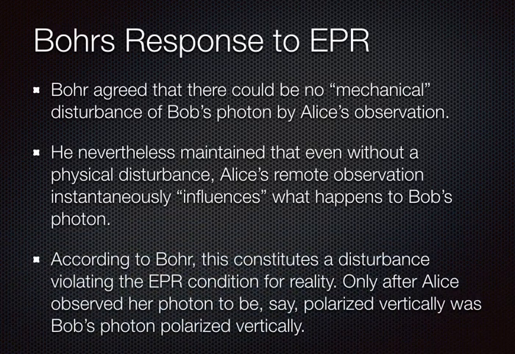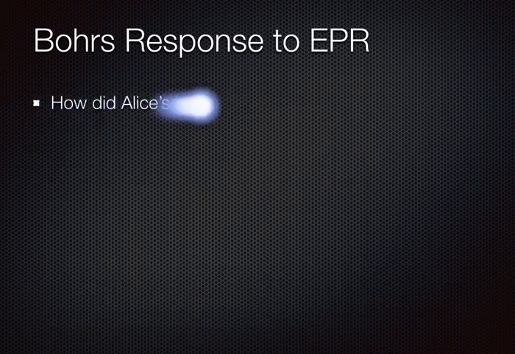According to Bohr, what constitutes a disturbance violating the EPR condition of reality? Only after Alice observed her photon to say it was polarized at 45.6 degrees was Bob's photon polarized at that same angle. So as soon as Alice looked, it influenced outside of reality, whatever, and it made the other one have that reality, have that angle.